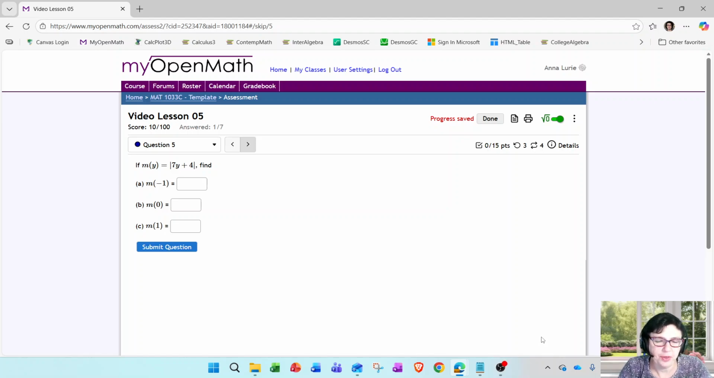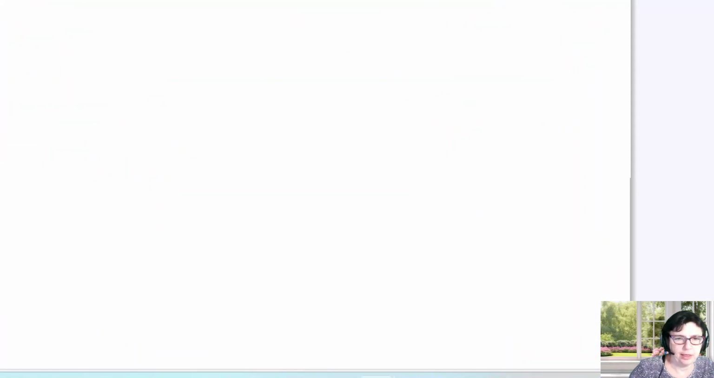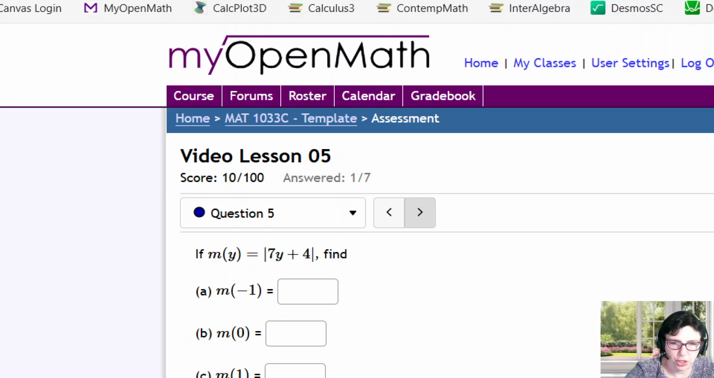Okay guys, in this video we are going to evaluate absolute value functions. So what is this absolute value? Well, you can see the definition of the function includes these vertical slashes, and these stand for absolute value. So absolute value, you can think of it as the distance to zero.